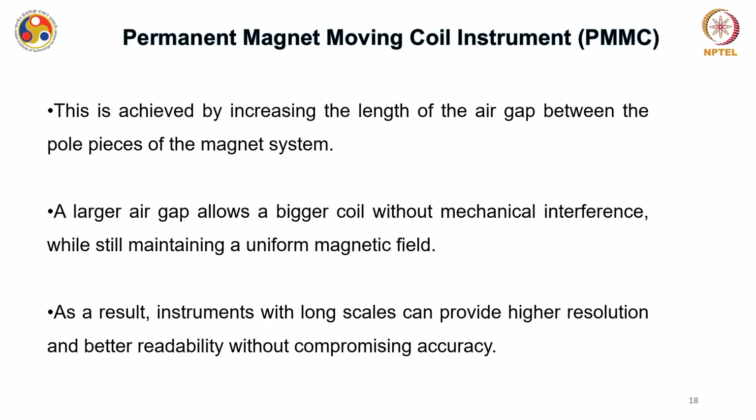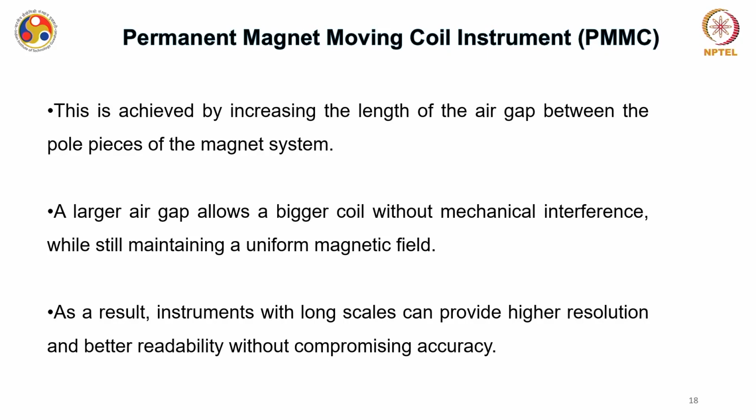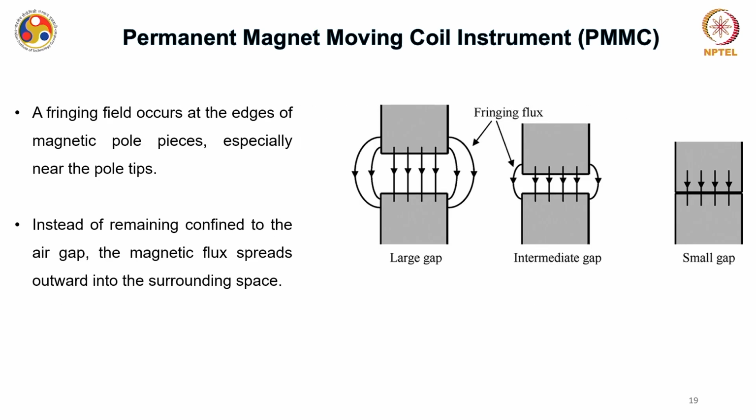Now this can be achieved by increasing the length of the air gap, what we have just seen, between the pole pieces of the magnetic system, and a larger air gap allows a bigger coil without mechanical interference, while still maintaining a uniform magnetic field. As a result, the instrument with long scales can provide higher resolution and better readability without compromising accuracy. So you can design a longer scale for better readability, but then it has its own disadvantages.